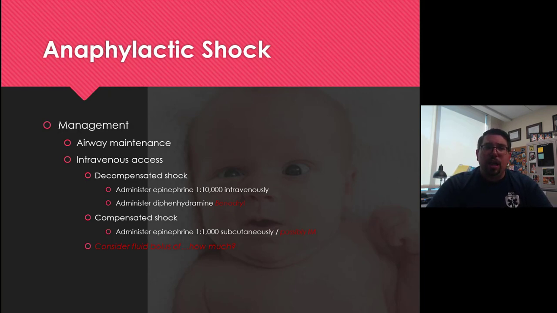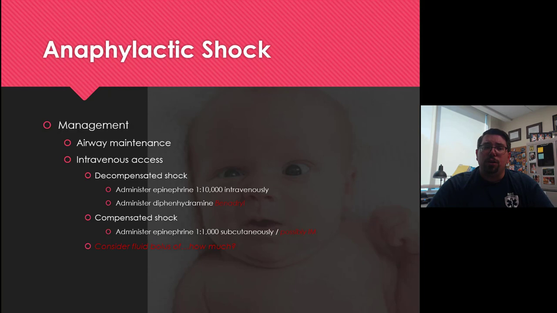In decompensated shock, we're going to need to administer epi 1 in 10,000 intravenously, especially if we're seeing failure of the circulatory system. We're seeing collapse in the circulatory system. IM injections of epi 1 in 10,000 are only meant for compensated level shock. We also know that in order to help stop the histamine from having an impact in the body, we need to remove it. So we need to administer an antihistamine, in this case, Benadryl.